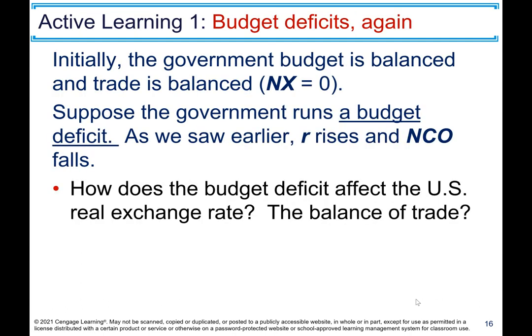Active learning one. Budget deficits again. Initially, the government budget is balanced and trade is balanced. That is, NX is equal to 0. Suppose the government runs a budget deficit. As we saw earlier, R rises and NCO falls. How does the budget deficit affect the US real exchange rate and the balance of trade?